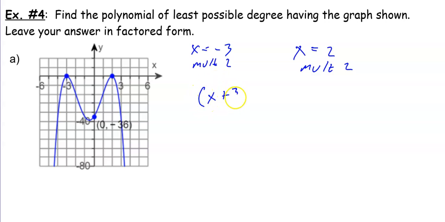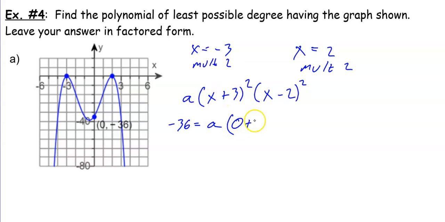So my first factor is going to be x plus 3 squared. My second factor is x minus 2 squared. And it might be more, but we said at least. Now what we want to do is come up with this value of a. To do that, we're going to plug in the point that they give us on our y-axis. So we know y is -36. That's going to be some value of a. Well, when y is -36, x is 0.